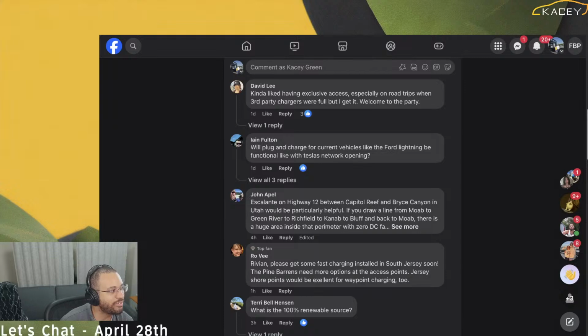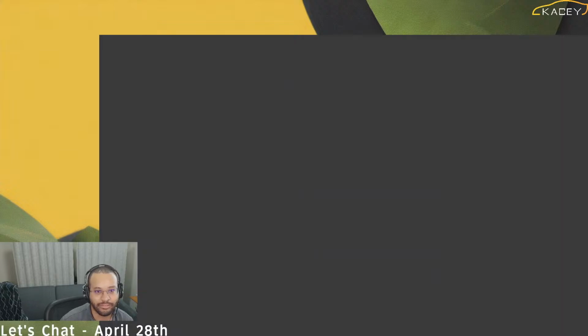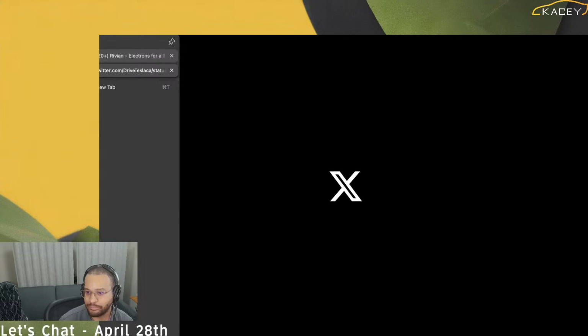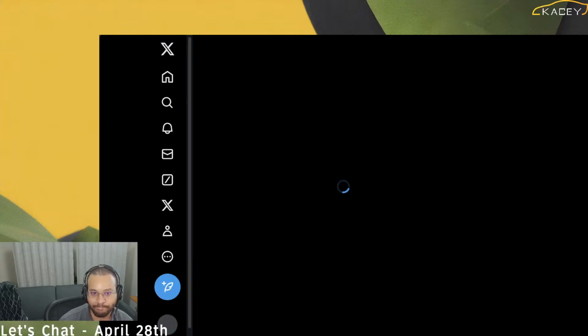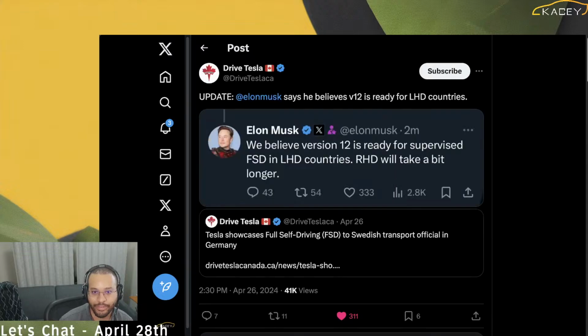Let's go on to an X post. All right. Update. Elon Musk says he believes V12 is ready for left-hand drive countries. We believe version 12 is ready for supervised FSD in left-hand drive countries, and right-hand drive will take a bit longer.